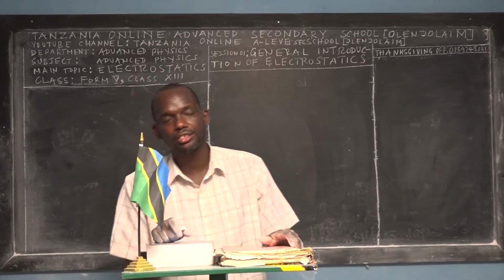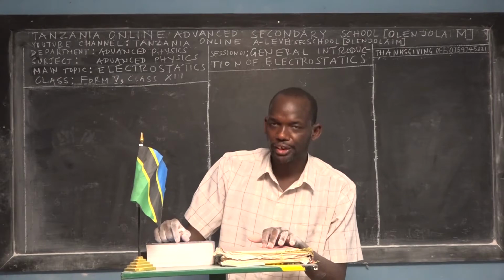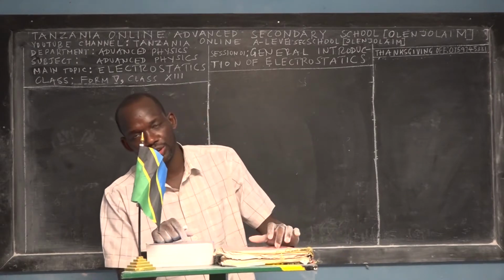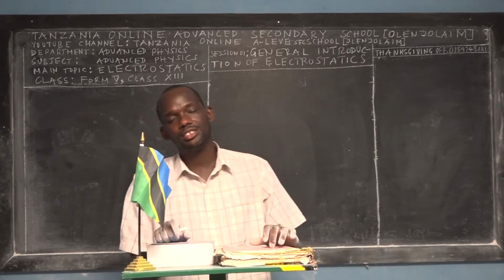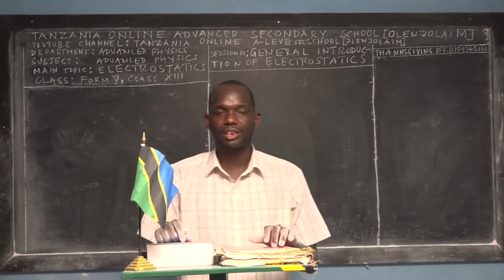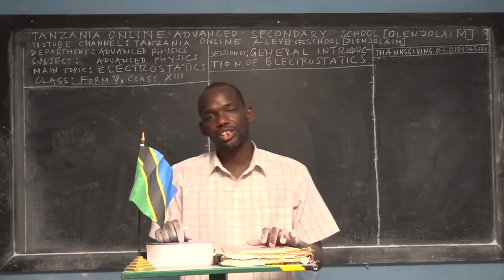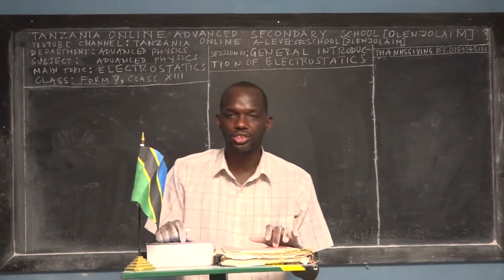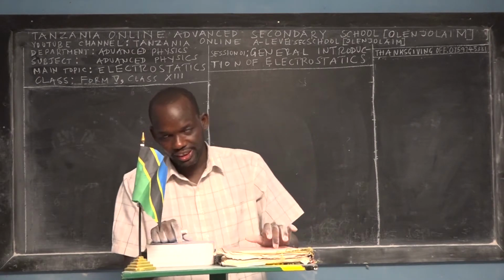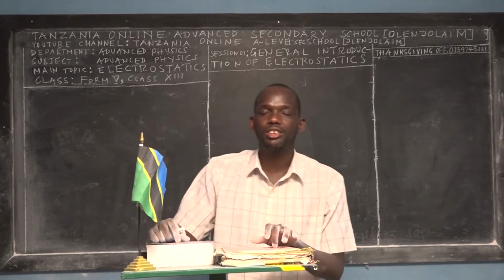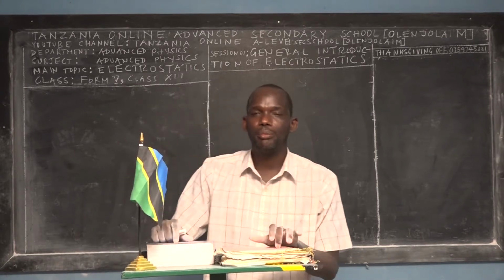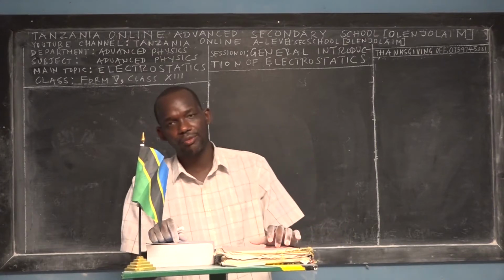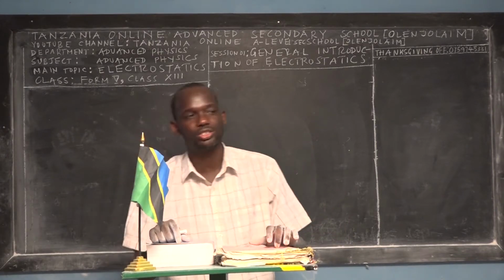It's an online school where we are teaching advanced students who are doing mathematics and advanced science. We call them advanced physics. We are teaching advanced physics from 5, advanced physics from 6, advanced chemistry from 5, advanced chemistry from 6, advanced mathematics from 5, advanced mathematics from 6, basic applied mathematics from 5, and basic applied mathematics from 6.